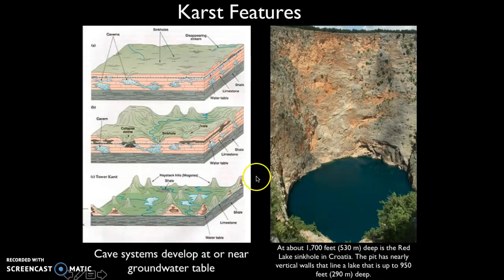Another example, and this is a true example, not just a diagram, is this beautiful lake in Croatia that is 290 meters in depth. So that's how much erosion or dissolution, weathering there has been due to the acid rain reacting with that limestone. And then on top of the lake, on top of the surface, there's another 530 meters of weathering that has been ongoing.